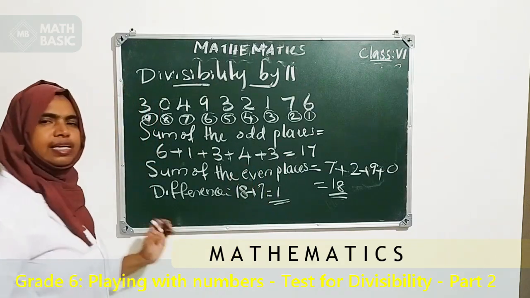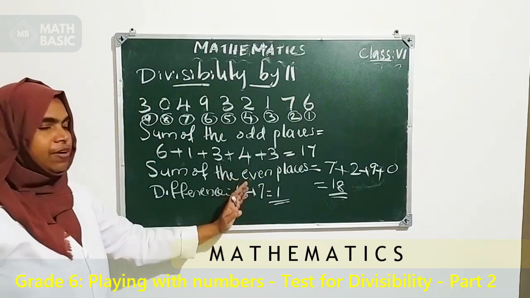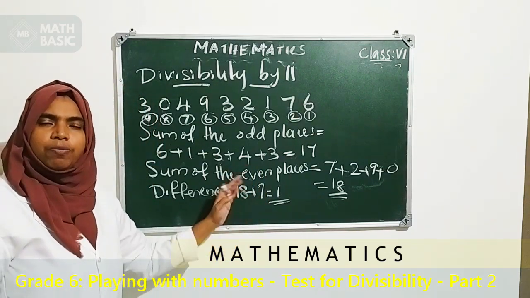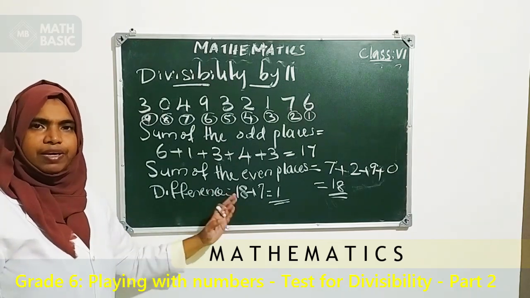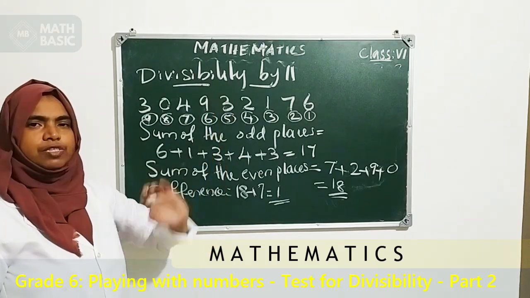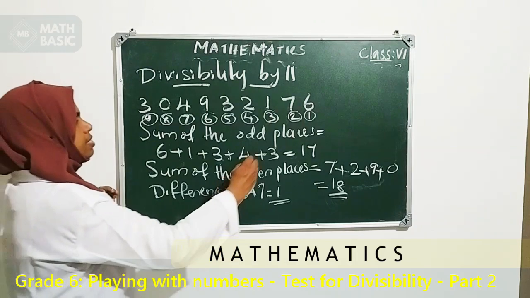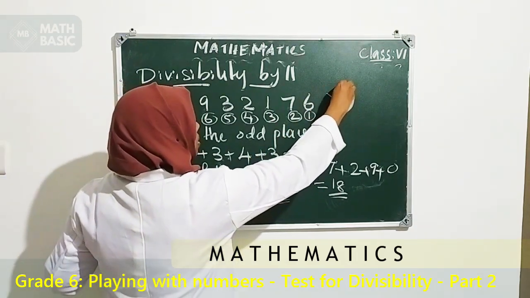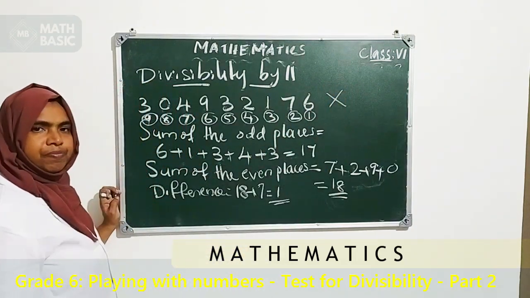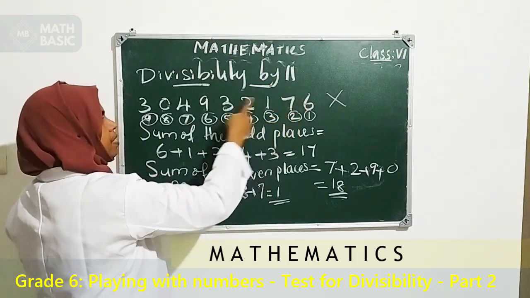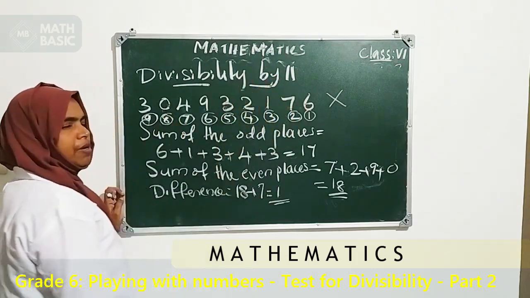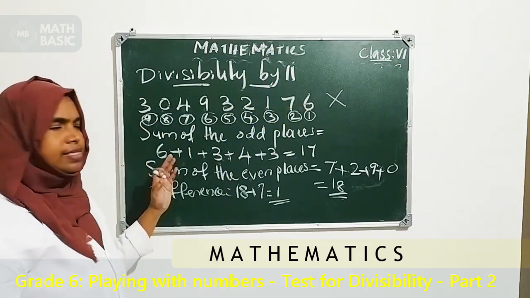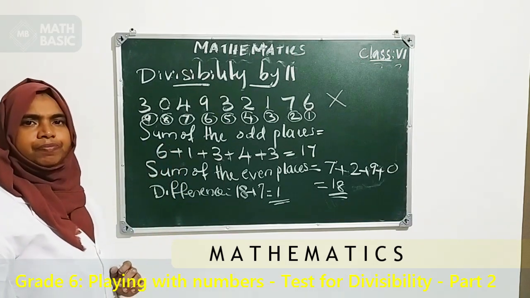The difference is 1. If the difference is 0 or a multiple of 11, only then can we say that the number is divisible by 11. So we can say that this number is not divisible by 11. Okay. Next, see one example.